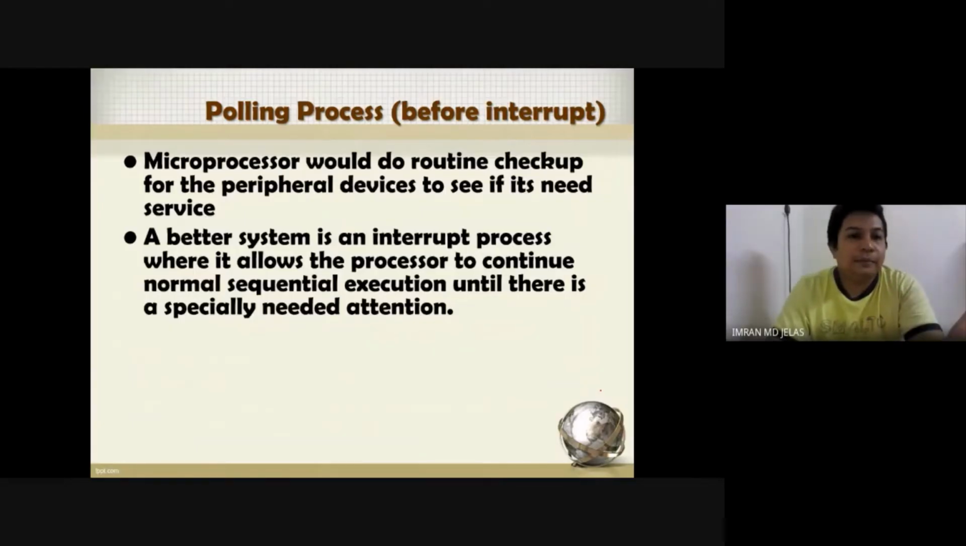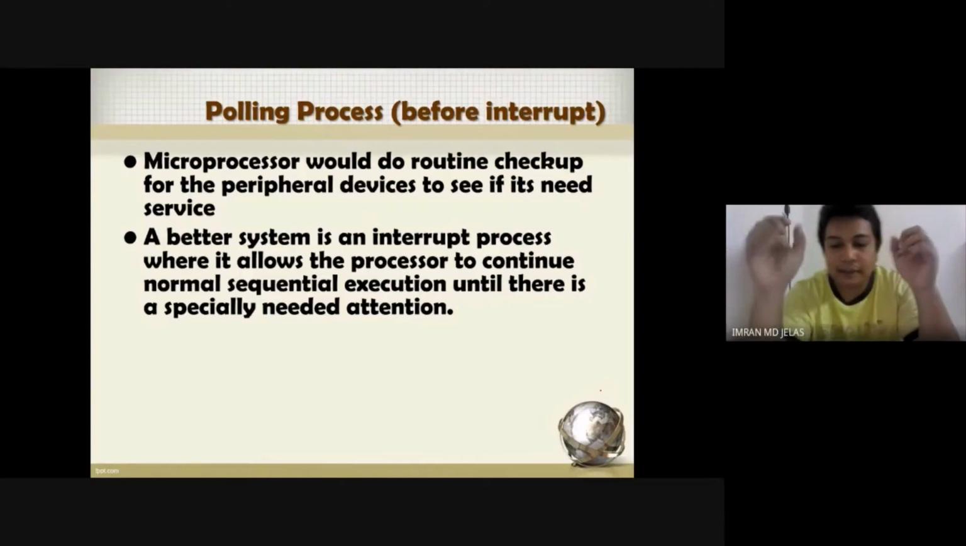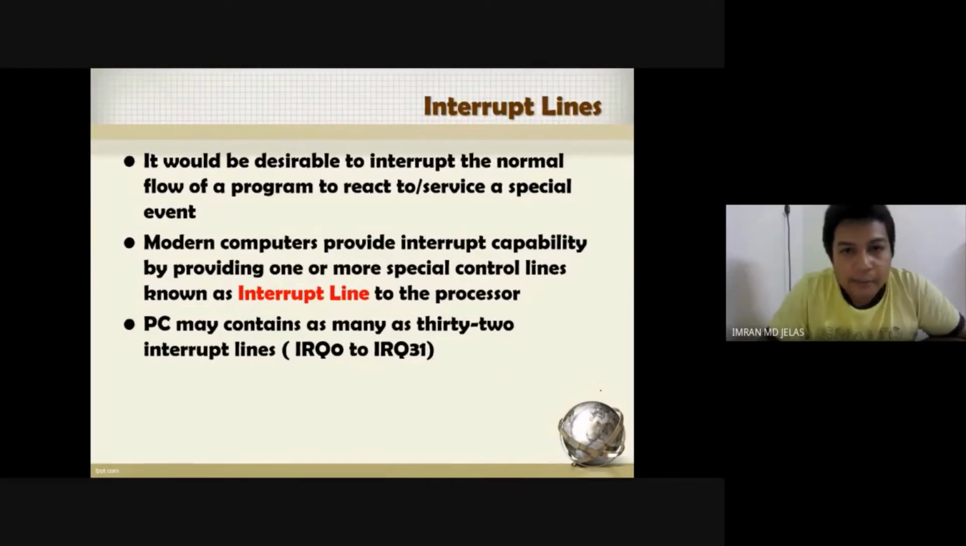That means in the polling system, the CPU will routinely and always check the peripheral devices to see whether they need service or not. But a good system will allow the processor to continue normal sequence execution. That means to run the program normally until there is an interrupt or a special need to service the peripheral device.